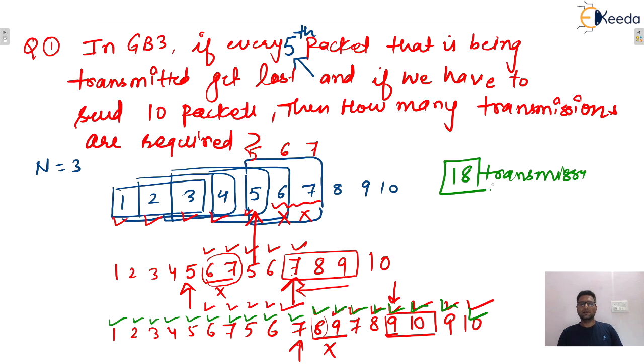I hope this one is clear to everyone. Every fifth packet that is being transmitted gets lost, and from that lost point, the next fifth packet in the sequence gets lost, and so on. That is the question, isn't it? Let me write down one more problem so that it will be clear to you guys. Next one, question number 2.